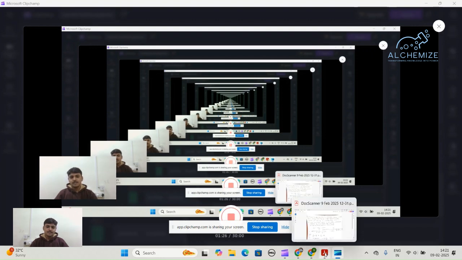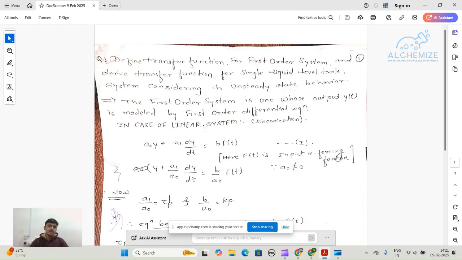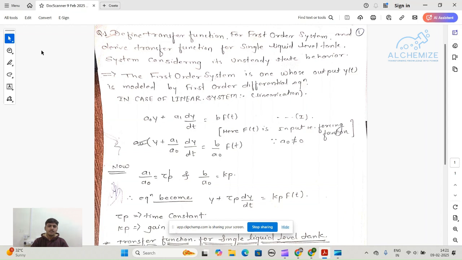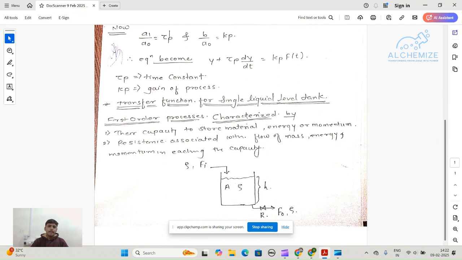So let's start with the first question. Define the transfer function for a first order system and also the transfer function for a single liquid level tank. Here is the definition of a first order system. A first order system is one whose output's differential is a first order differential. So this is the equation.